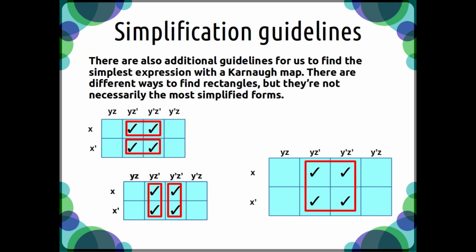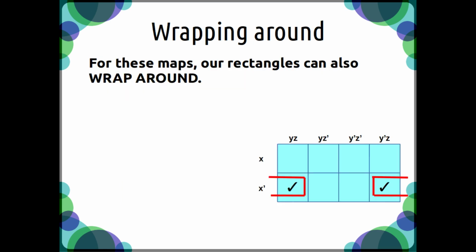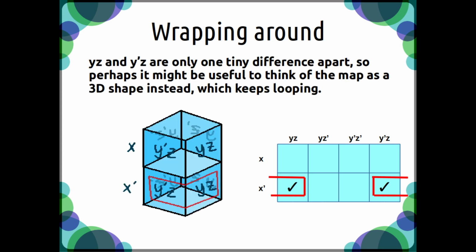There are also some additional guidelines for us to find the simplest expression with the Karnaugh map. There are different ways to find rectangles, but they're not necessarily the most simplified forms. So there are some rules. For these maps with three variables, we're able to wrap around horizontally. So we can connect yz to y'z because these variables are only different by 1. Because we're drawing it in a 2D way, it looks like these are edges, but really you might want to think of these in 3D terms where it keeps going around horizontally. And so here's a rough 3D sketch of what this might look like.